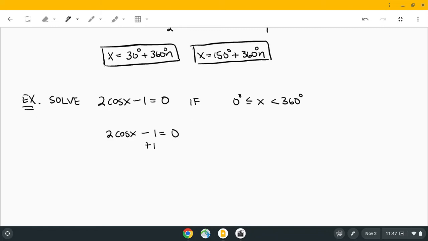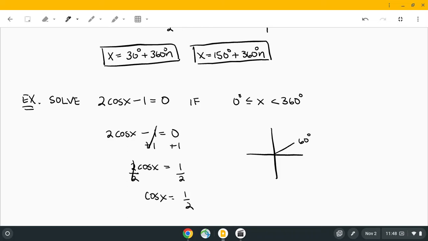Okay, so I'm going to go ahead and add 1 to both sides. I get 2 cosine x on the left, positive 1 on the right. I'm going to go ahead and divide both sides by 2. Cosine x equals 1/2. Okay, so cosine is positive over here, and that's going to be at 60 degrees. And also down here, okay?